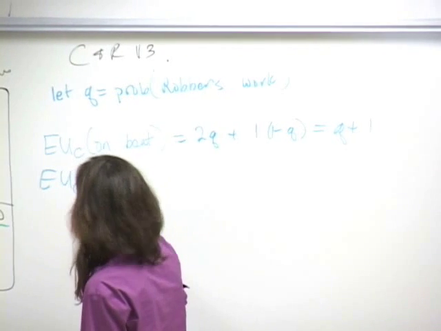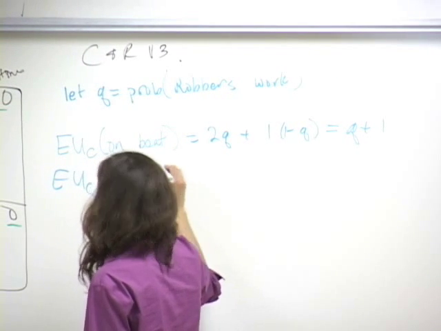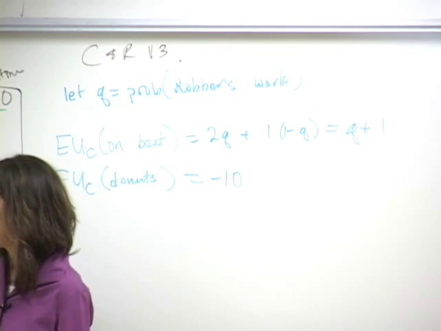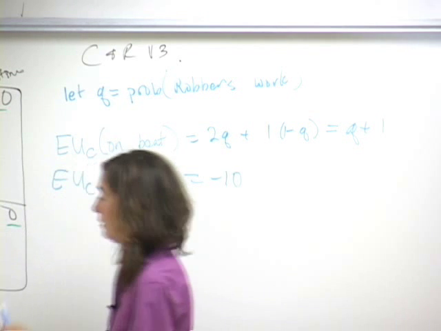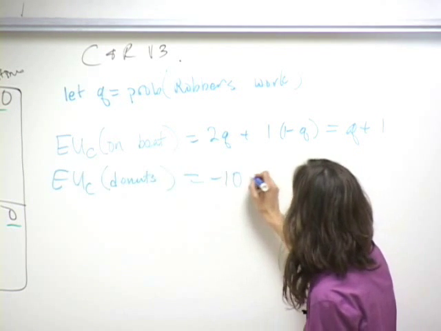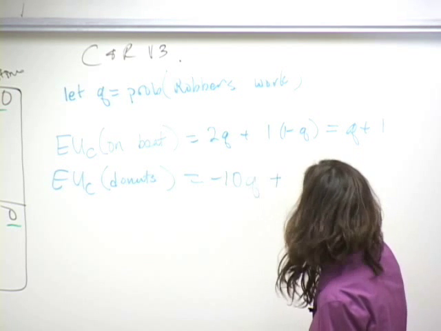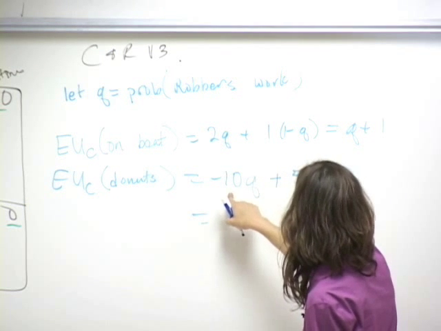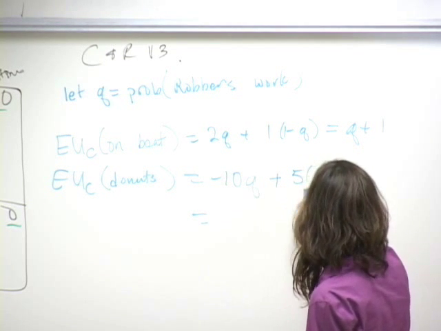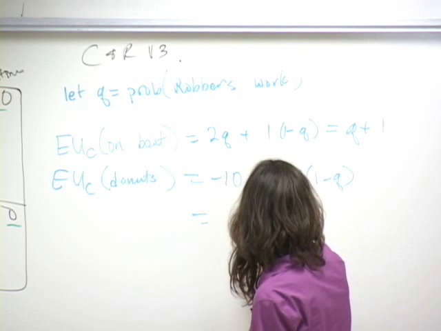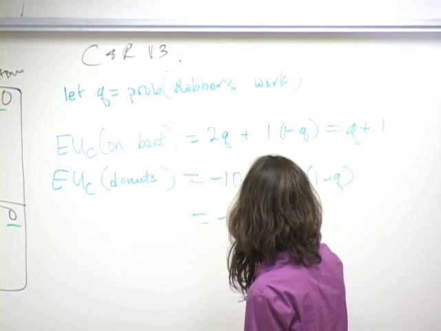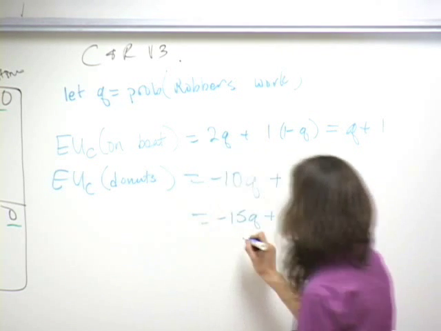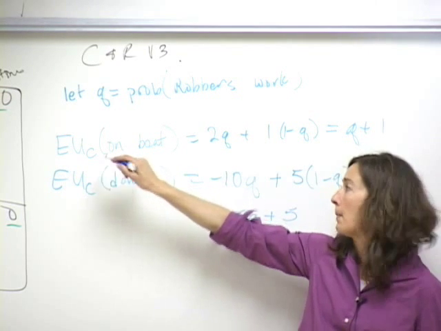The expected utility to the cops of being in the donut shop now is -10Q. I get -10 now with probability Q because that's my payoff when I'm eating donuts and the robbers are at work, plus 5 times 1 minus Q. Okay, so -10Q minus 5Q, yeah, -15Q plus 5.